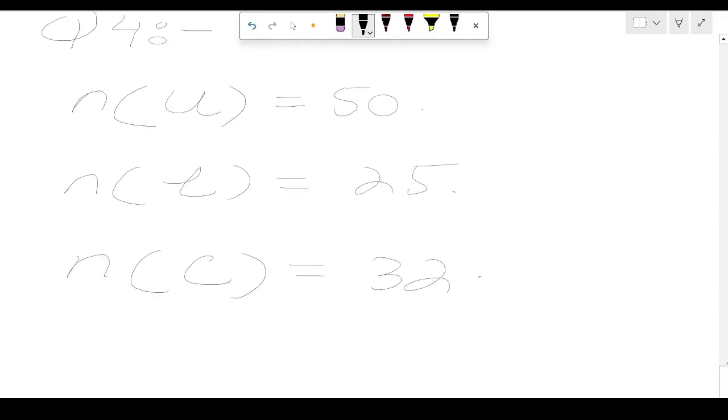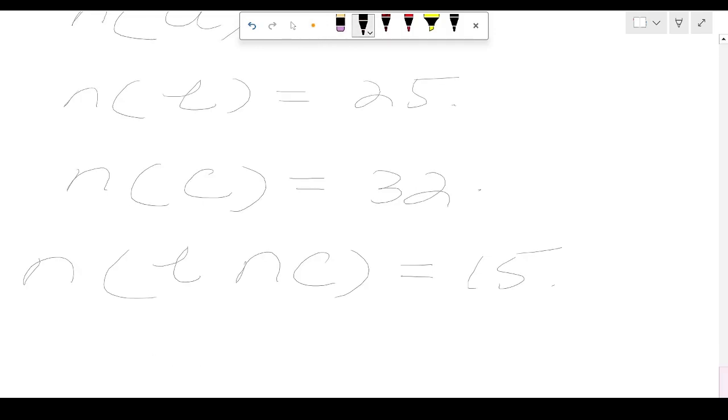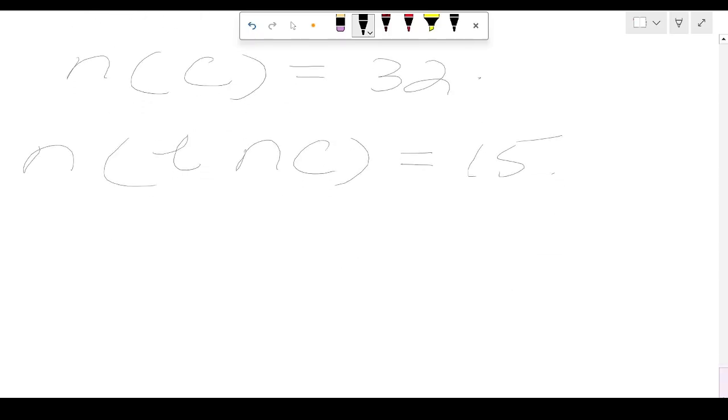Then what does it say? And 15 houses have both lawn and car porch. This means that the intersection between lawn and car porch is equal to 15. So this is the given data. So what do we need to do next? We need to find how many houses have neither lawn nor porch.